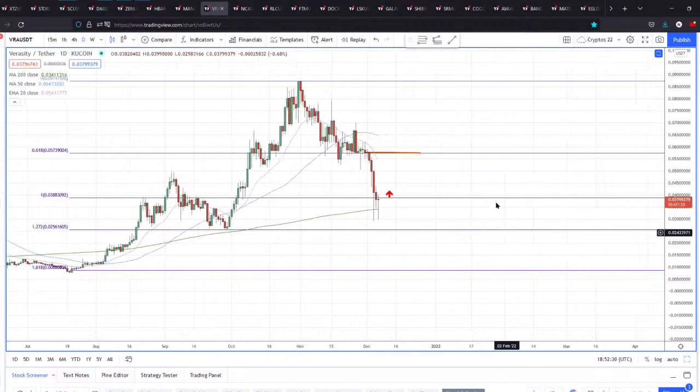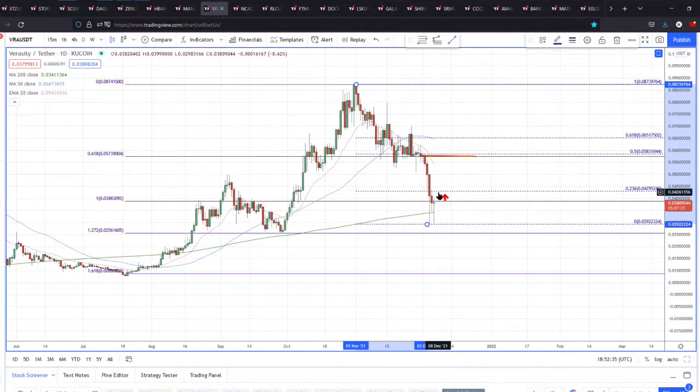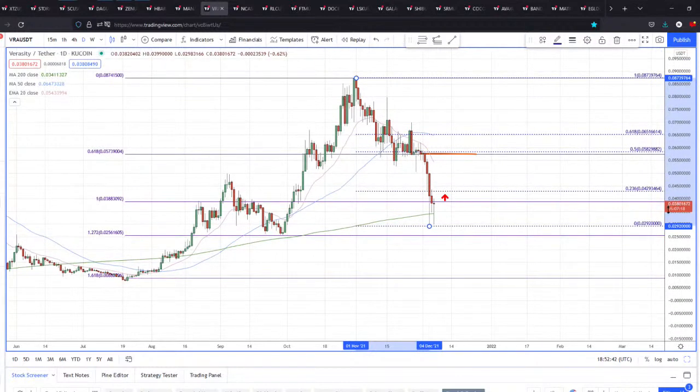One of the ways that I like to confirm it is to get above that 236 fib from the high. So from this high to this low, that would mean the bullish reversal confirmed in VRA above 0.04293. So 0.04293, and then we'd be looking for that 50%, 0.058. So that's a nice bounce trade as well, which potentially could become something more. So I'm looking at that one.